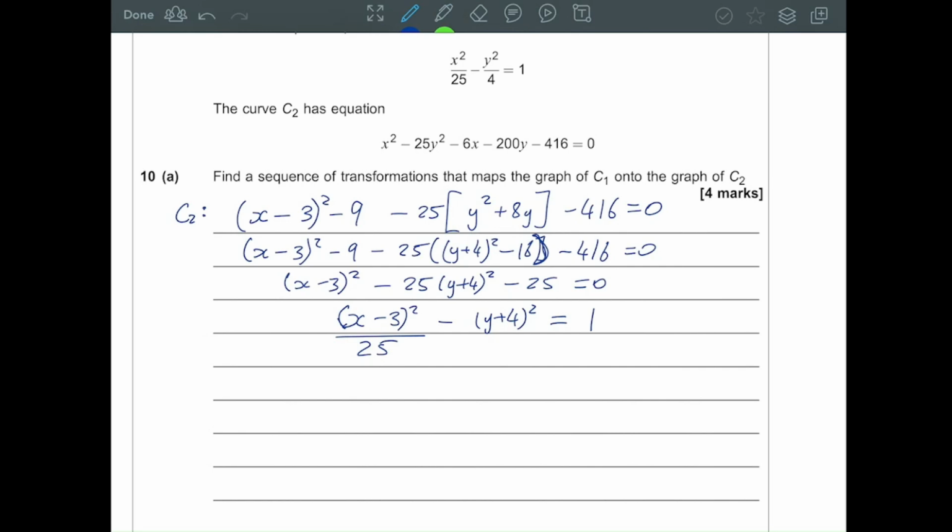So from C1 to C2, the x got replaced by x minus 3, and the y is being replaced. And we need to be a little bit careful because the y over 4, the over 4 has disappeared, but the y was being squared. So I replace y by 2 lots of y plus 4. Then I do indeed cancel the 4's out and make the y plus 4 that I was expecting.